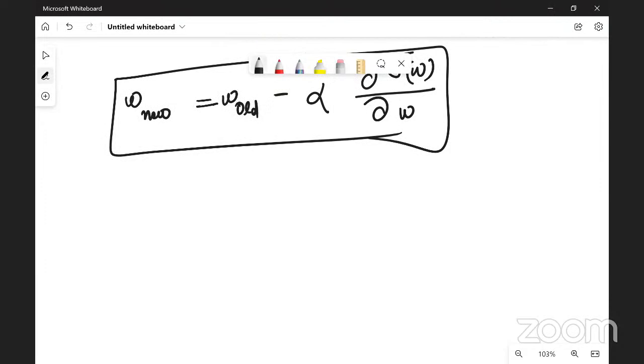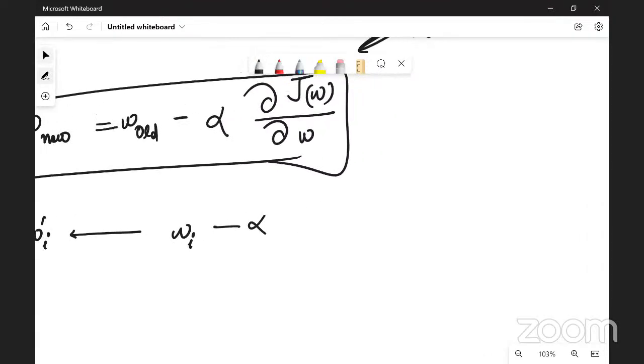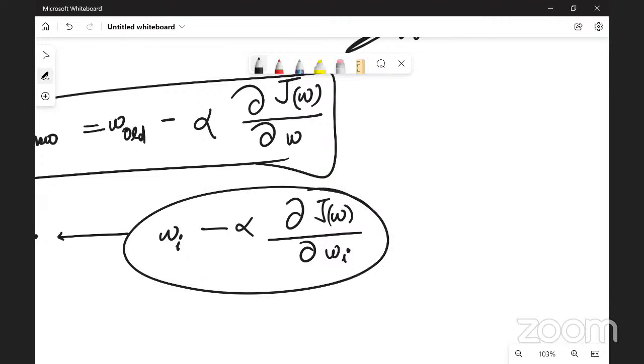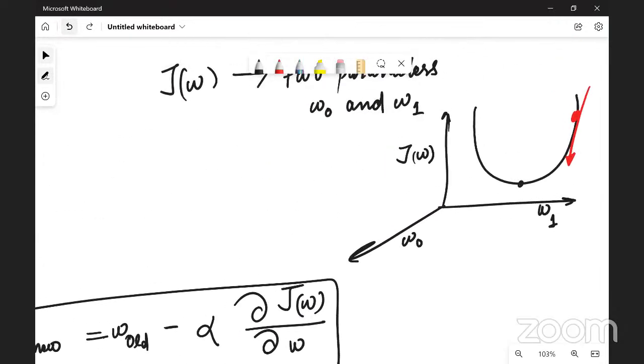So continuing from this point, there's another method to write this update formula. We could have written it for individual W's as well. So let's say this is Wi, and this, or I should write dash, which is a new version of it. This is Wi old minus alpha del J(W) divided by del Wi. So what I'm doing in this formula is I've isolated just one weight value and I'm trying to update that alone.